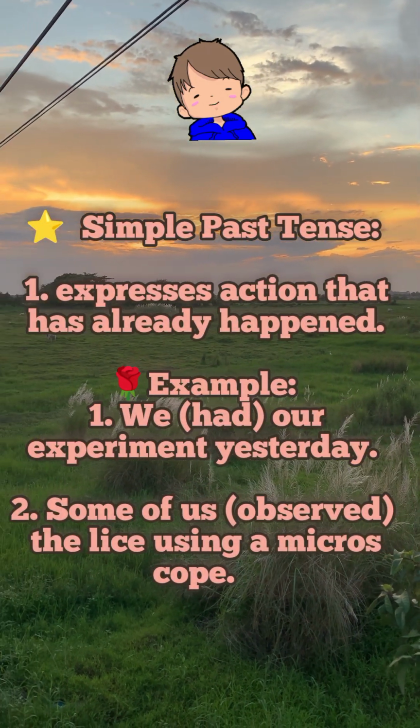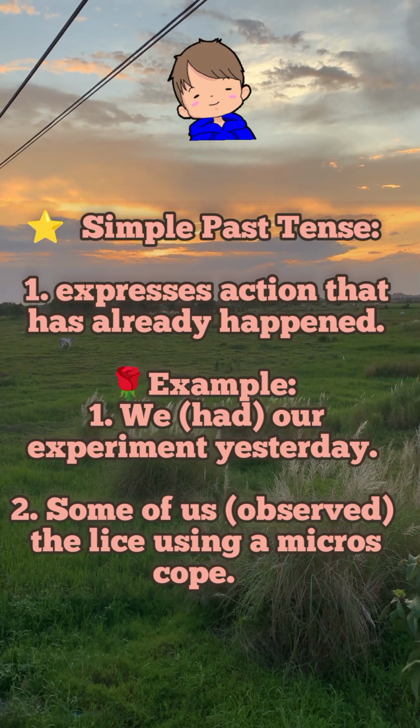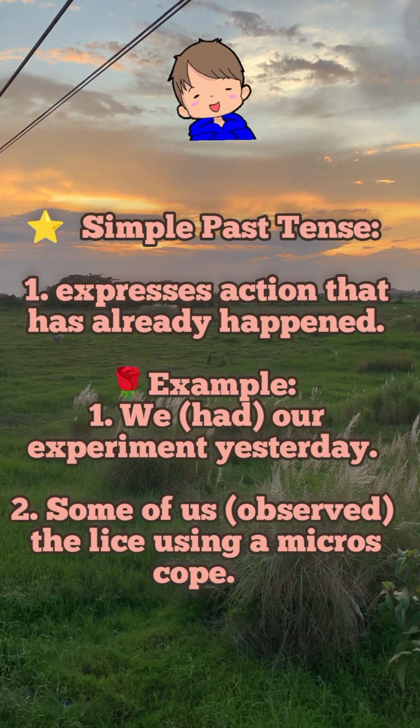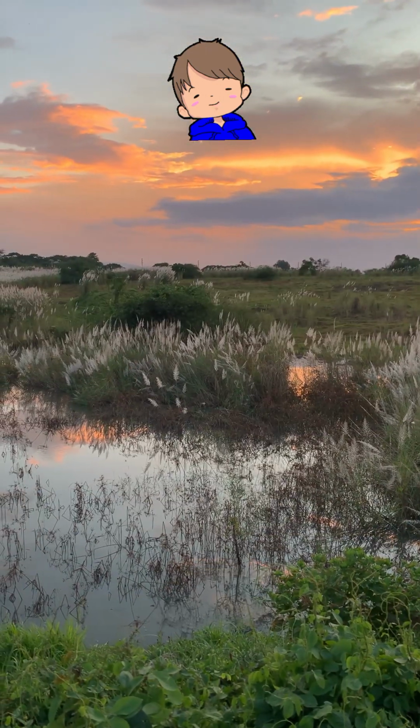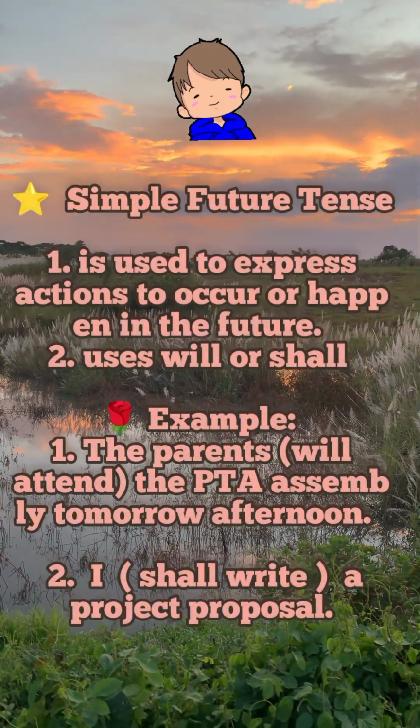Simple past tense. It expresses action that has already happened. Example: we had our experiment yesterday. Some of us observed the lice using a microscope. Observed is in past form.